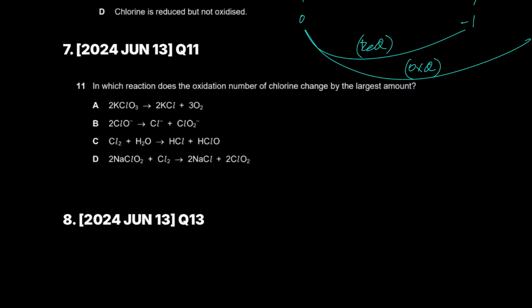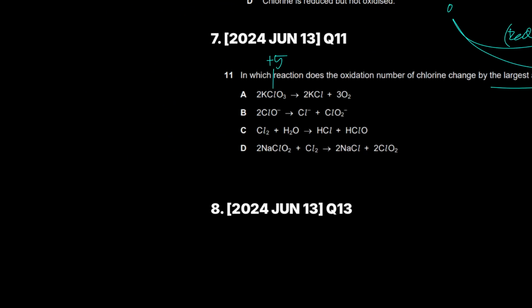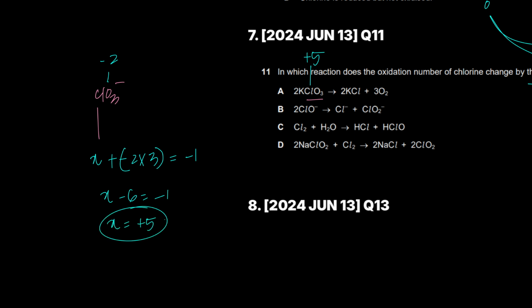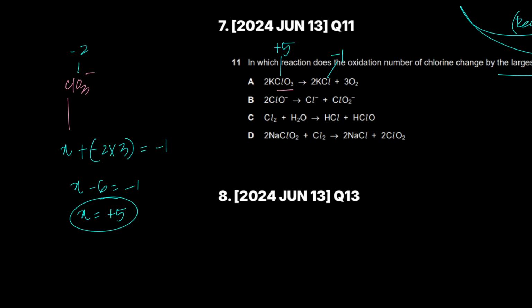Next. In which reaction does the oxidation number of chlorine change by the largest amount? What's the oxidation number of chlorine here? If I'm not wrong, it's +5. Sir, how are you calculating +5? See, it's the chlorate ion, ClO3 minus ion. We've done this a bajillion times. This is X. Oxygen is always -2. But if you want my working, -2 times 3 plus X equals -1. X minus 6 equals -1. X equals +5. At this point, we've done it so many times that chlorate, ClO3 minus, is +5. Done. And this is -1, obviously, group 7, -1, ionic compound.